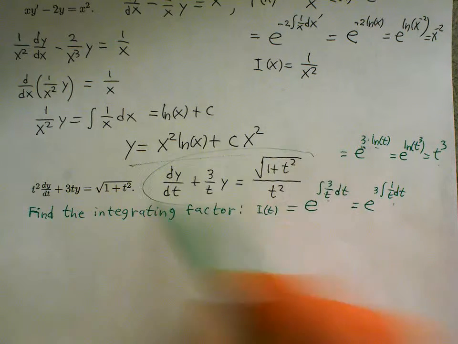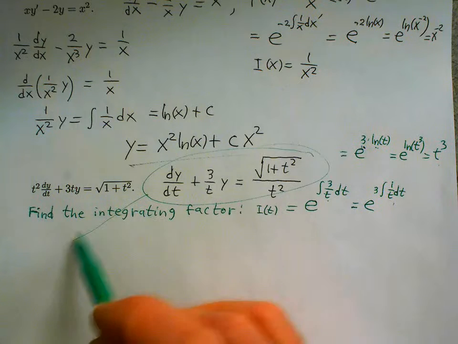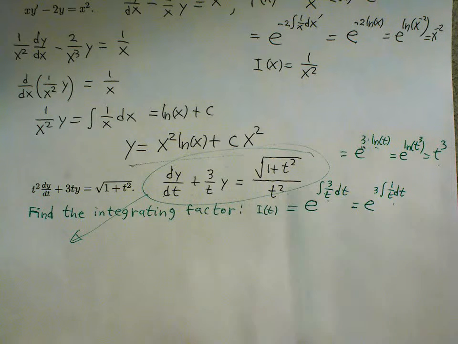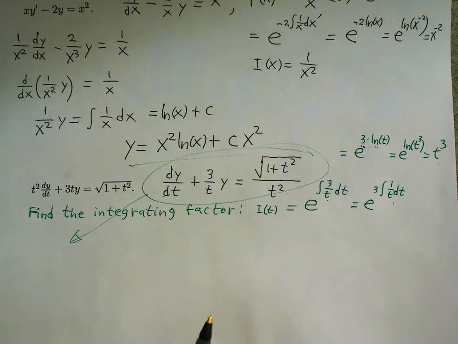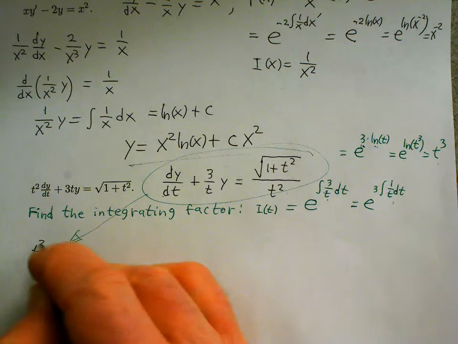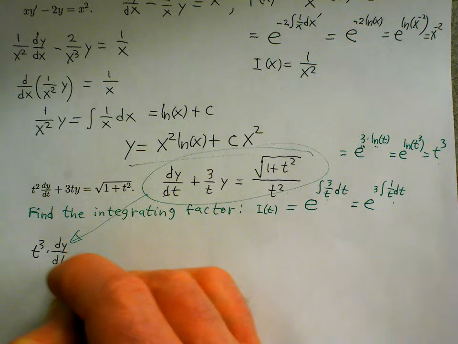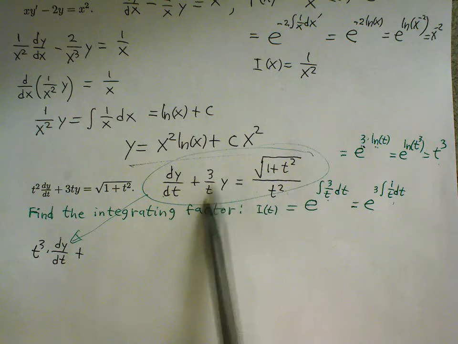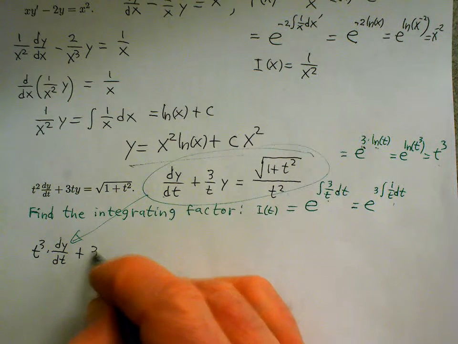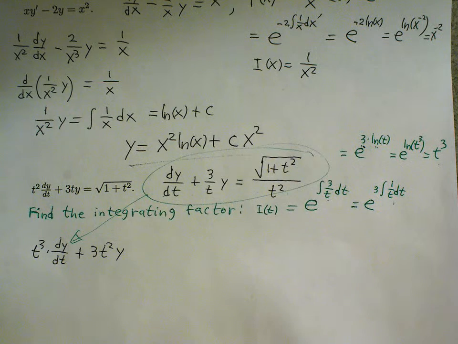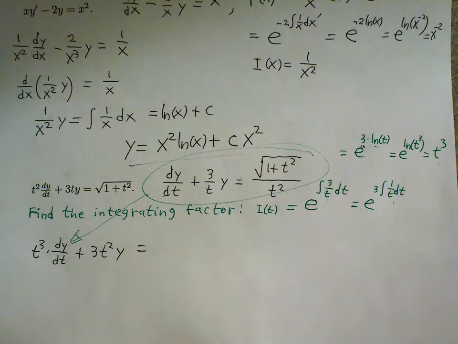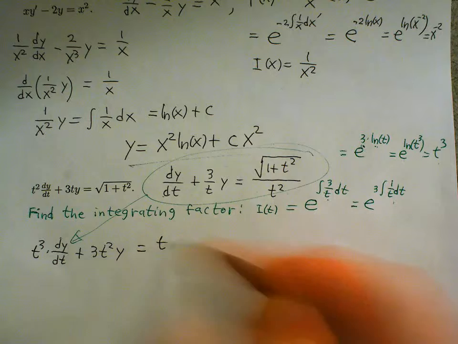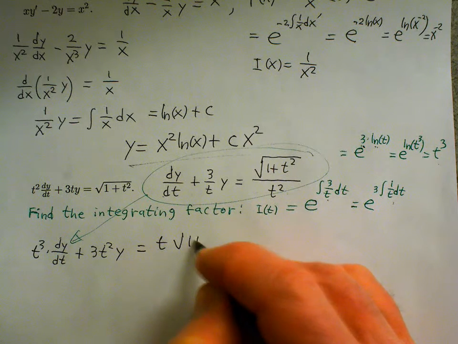So we're going to multiply every term on both sides of this equation by t to the third. So t to the third times dy dt, and then plus t to the third times 3 over t times y is plus 3t to the second y. And on the right-hand side, multiply t to the third times the square root of 1 plus t to the second over t to the second. We're just going to get t times the square root of 1 plus t to the second.